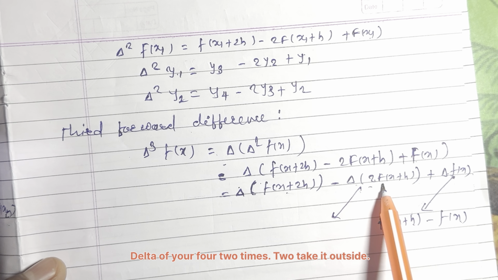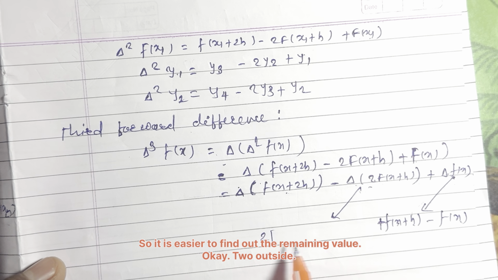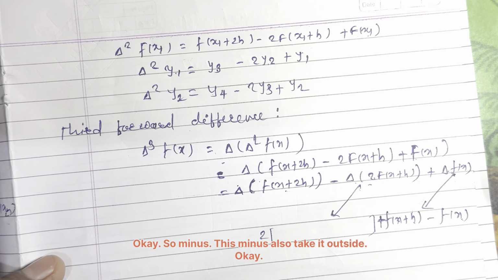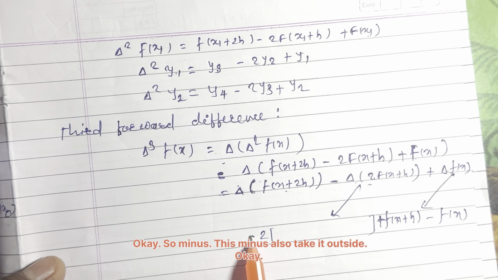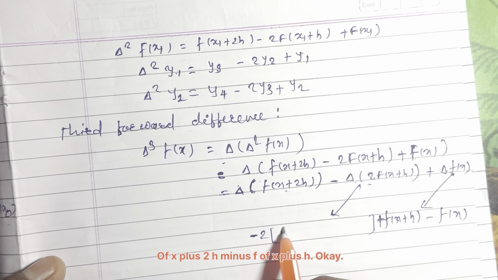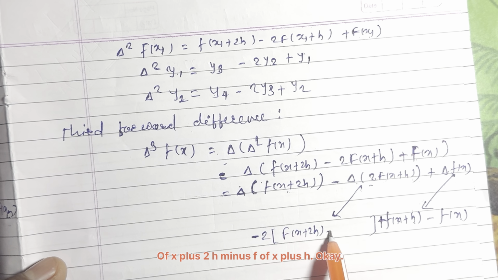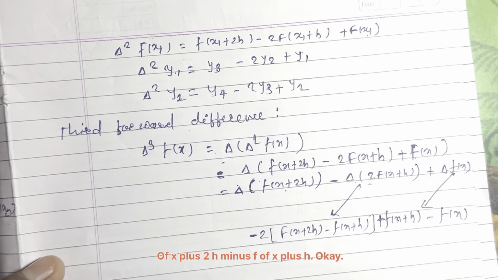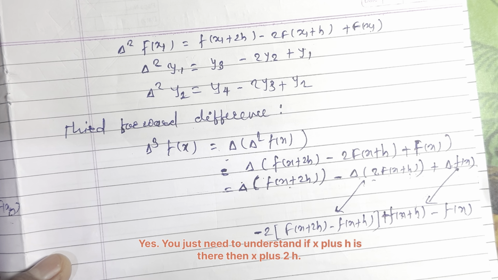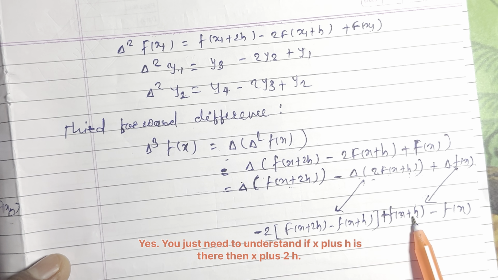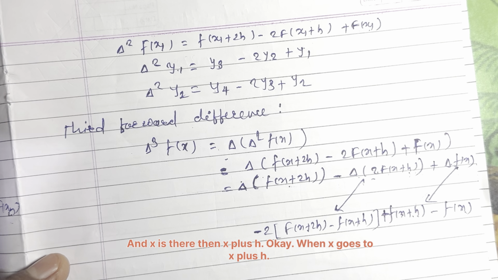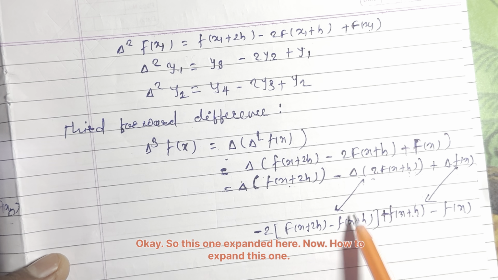Delta of 2 times f, take the 2 outside, so it is easier to find the remaining values. This minus also take it outside. Then f of x plus 2h minus f of x plus h, this one is delta of f of x plus h. Just understand, if x plus h is there, then x plus 2h, and if x is there, then x plus h, when x goes to x plus h. So this one is expanded here.